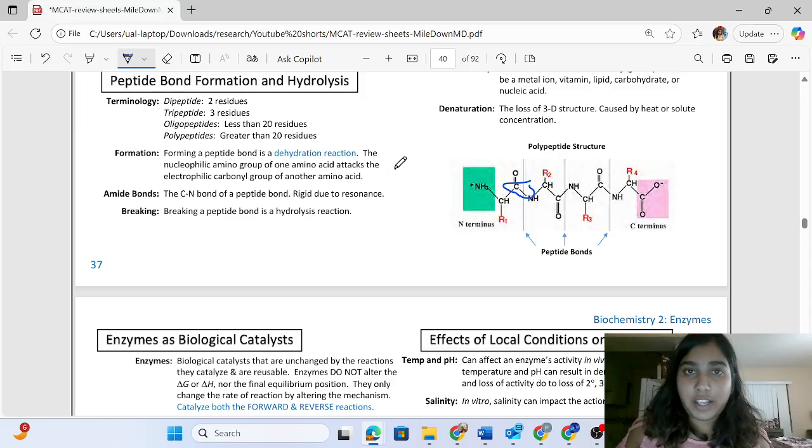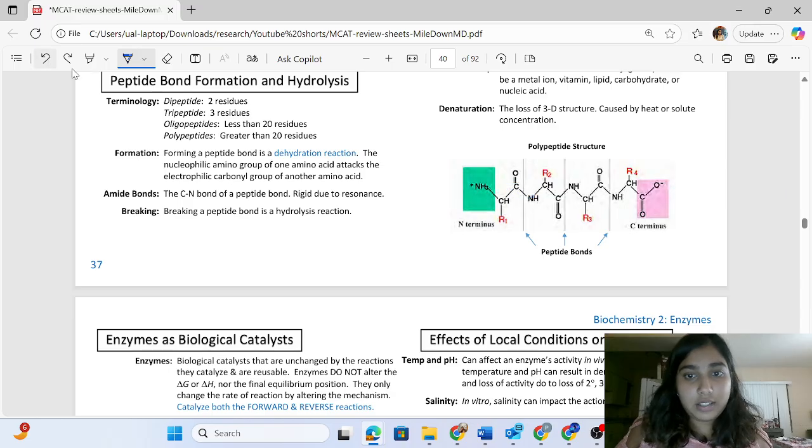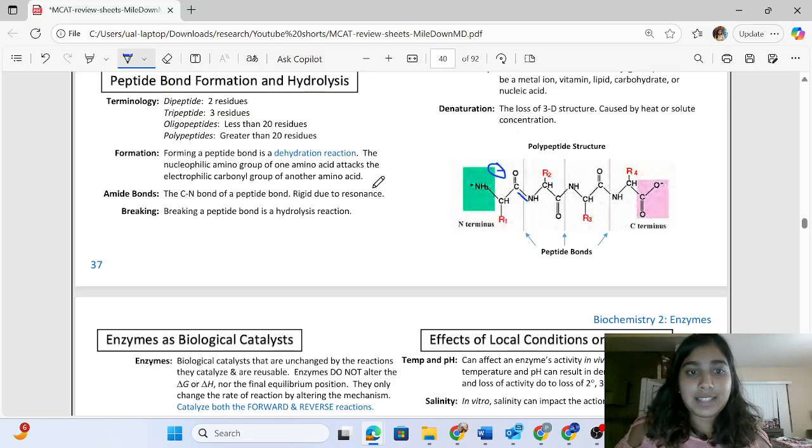OH minus plus H plus will become H2O and just gets out of here, and then this bond will be formed. Okay, and this peptide bond is a rigid bond because it has a double bond characteristic. So for example, if we put the double bond over here, then you will have a negative charge over here, right? So it has a resonance structure and a double bond character to it, so it's like a rigid bond.